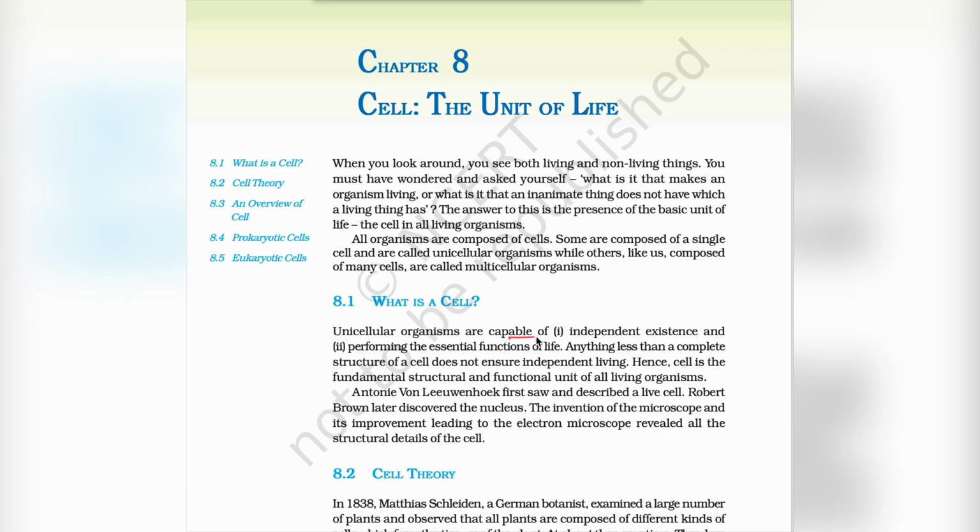Unicellular organisms are capable of independent existence and performing the essential functions of life. Anything less than a complete structure of a cell does not ensure independent living. Hence, cell is the fundamental structural and functional unit of all living organisms. Antony von Leeuwenhoek first saw and described a live cell. Robert Brown later discovered the nucleus. The invention of the microscope and the improvement leading to the electron microscope revealed all the structural details of the cell.